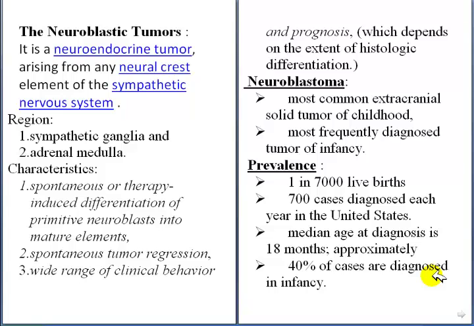Okay, now what are some of the characteristics of these neuroblastic tumors? They actually have spontaneous or therapy-induced differentiation of primitive neuroblasts into mature elements. Then there's spontaneous tumor regression that you would find in neuroblastic tumors, and there's a wide range of clinical behavior and prognosis, and this wide range actually depends on the extent of histological differentiation.